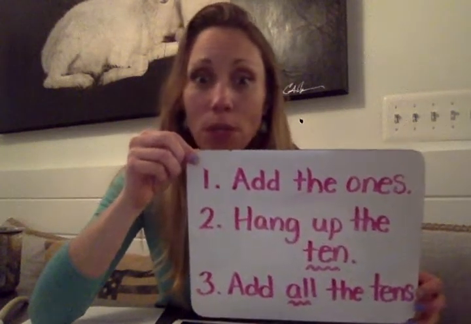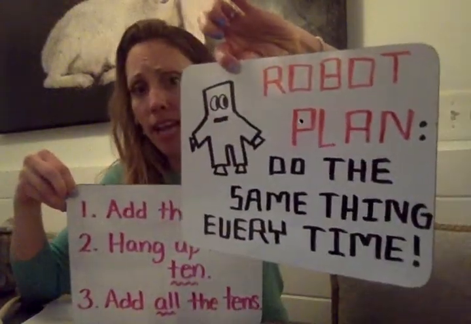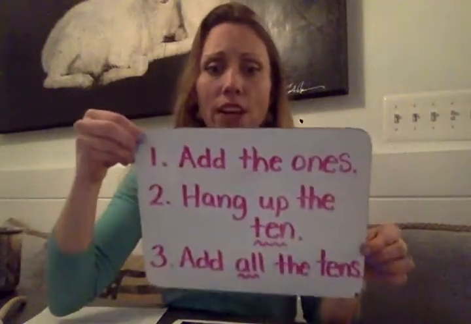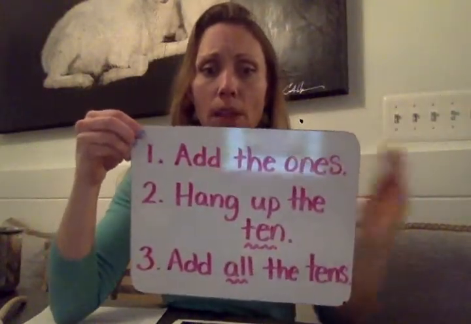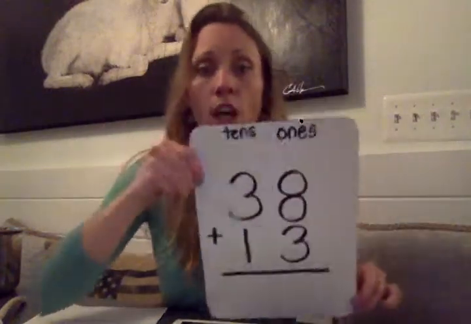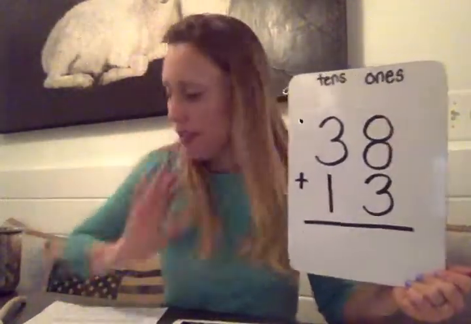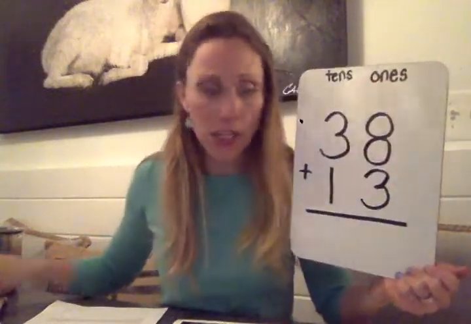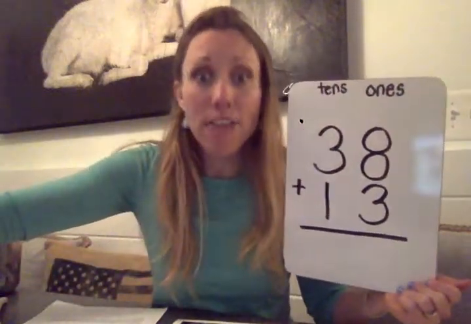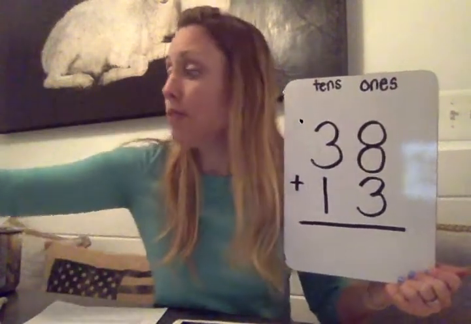Let's go over those one more time, because robots do the same thing every time. Add the ones, hang up the 10, add all the 10s. I have a problem for us to try it with. All right. 38 plus 13. Sorry, my screen keeps getting where you can see it. 38 plus 13. We need to do the same steps every time. We remember what they are. First, what should I do? Add the ones.